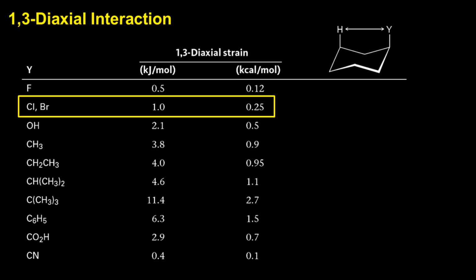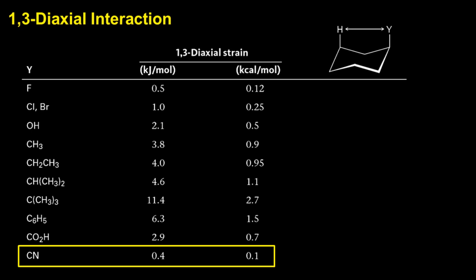Interestingly, halogens like chlorine and bromine actually have pretty low 1,3-diaxial strain values, around 1.0 kilojoules per mole. And that might seem surprising at first, because halogens are pretty big atoms. But here's the thing. Their carbon-halogen bonds are longer than typical C-C or C-H bonds, so the halogen atoms end up sitting farther away from the axial hydrogens. That extra distance helps reduce steric repulsion, which is why their 1,3-diaxial strain is much lower than you'd expect just based on their size.